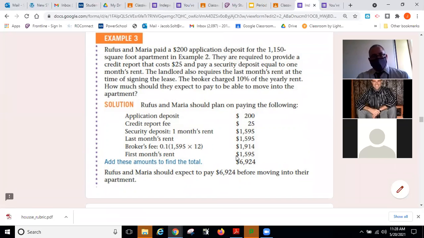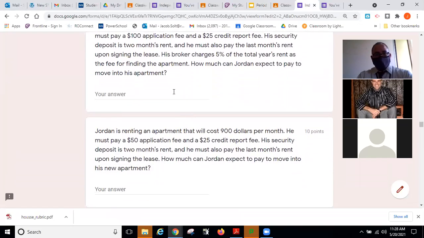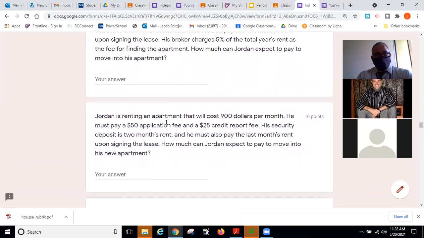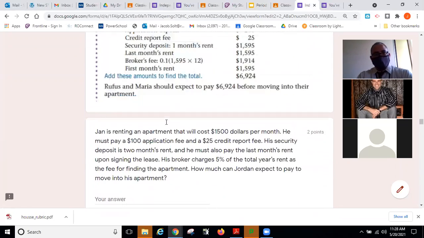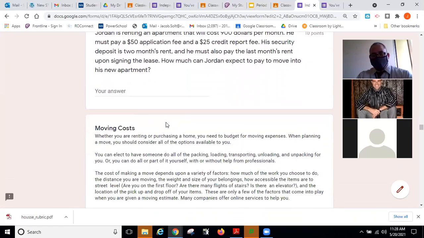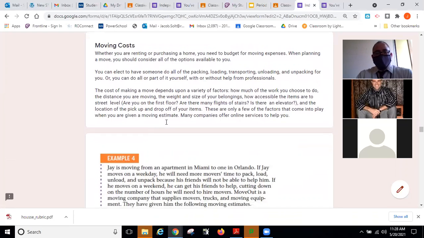So you just add up all the different fees. And then we find there's a sum total of Rufus and Maria are going to have to pay like $6,924 before moving into this apartment. And then I had you work on these 2 problems here with Jan and Jordan. Jan and Jordan, just using the same techniques of Rufus and Maria, right? The problems I'm giving you to do on your own should be just like the ones we do in the example. So today we're doing moving costs, example 4.